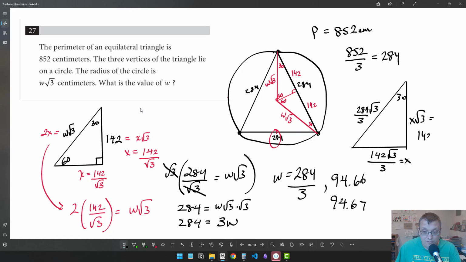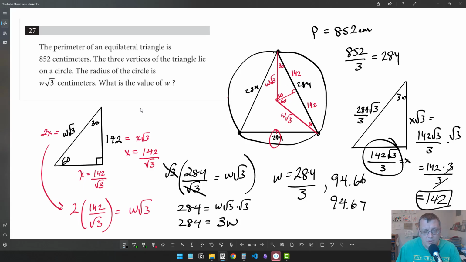So it's got to be 142 radical 3 over 3 times radical 3. Or 142 radical 3 times radical 3 is 3, all that over 3. The 3's cancel, and we're left with where we started, essentially, which is that this side across from the 60 is 142, which is what we had in our original triangle.